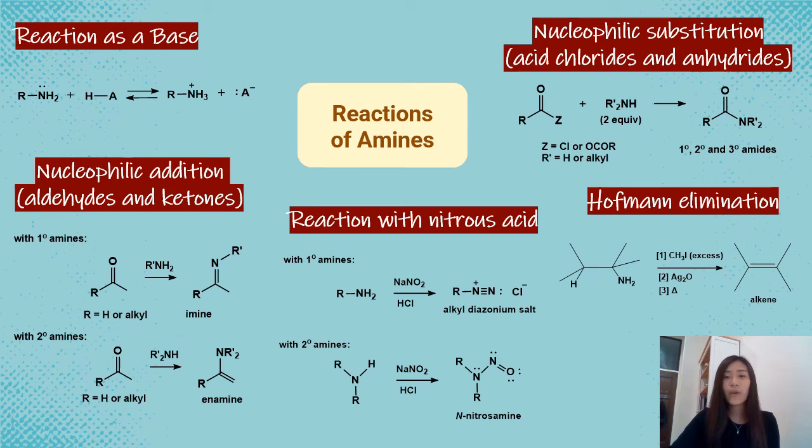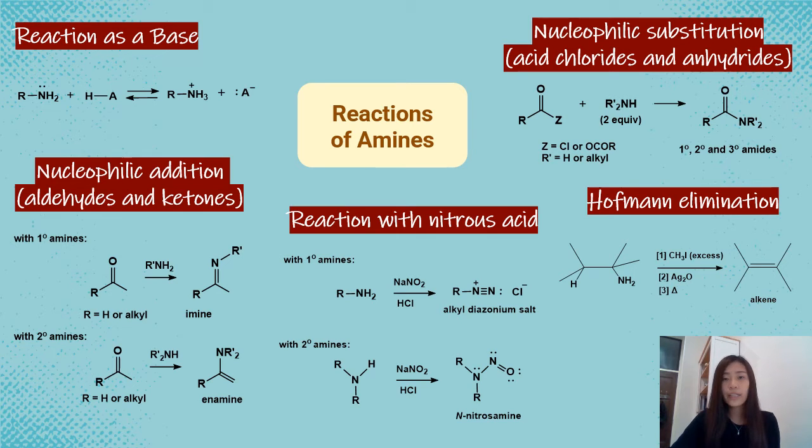Next, we will look into the reaction of amines. Amines can act as a base to react with acid. Nucleophilic addition of aldehydes and ketones with primary and secondary amines produces imine and enamine respectively. Nucleophilic substitution of acid chloride and anhydride with NH3, primary amines and secondary amines can yield primary, secondary, and tertiary amide respectively. Hofmann elimination is a reaction that converts amine into alkene.